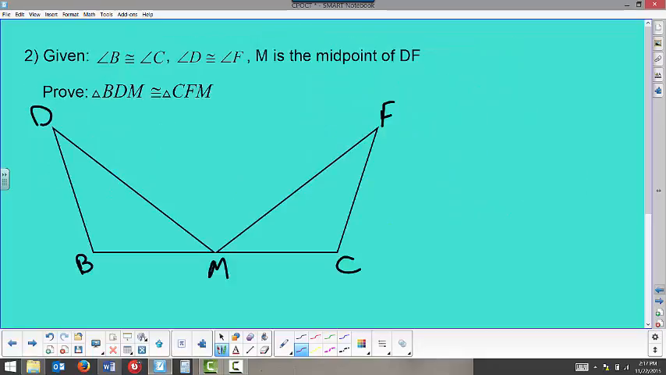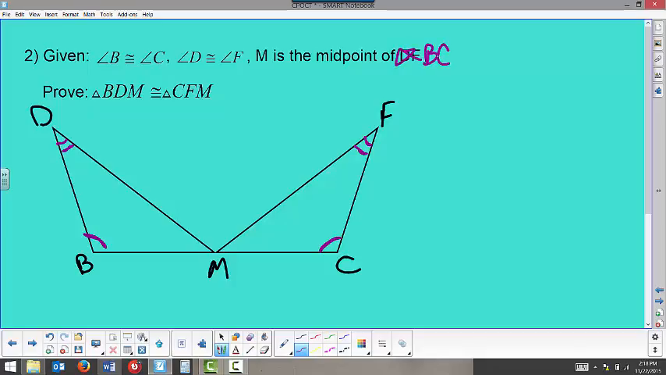This next example is a little bit different. They give us the given information written out, and they're asking us to prove that triangle BDM is congruent to triangle CFM. So like I said, the first thing we want to do is take our given information and mark up the picture so we can see what congruence shortcut we're looking at. So if I mark up angle B is congruent to angle C, angle D is congruent to angle F, and M is the midpoint of, that should say BC.